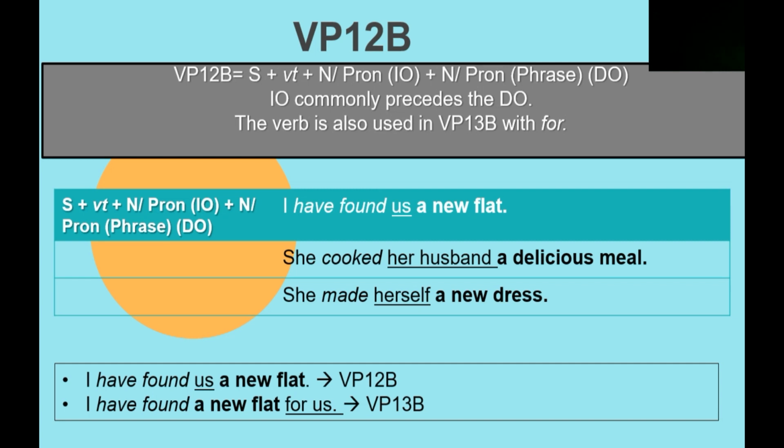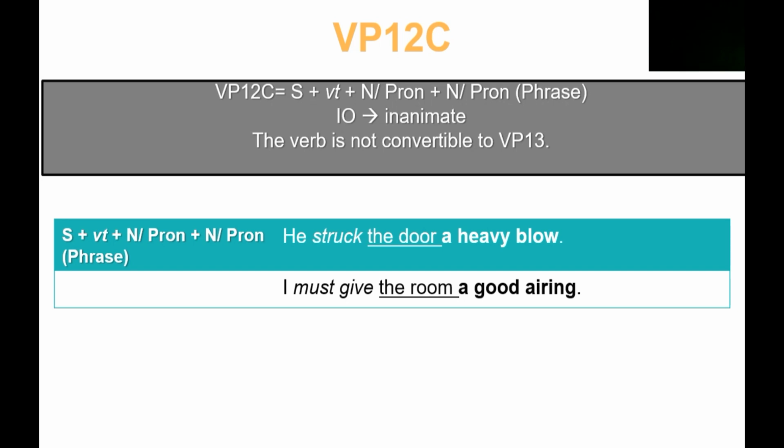For example, I have found us a new flat. Okay, this is VP12B, and the conversion to VP13B is I have found a new flat for us. I hope it's clear. Next, VP12C.